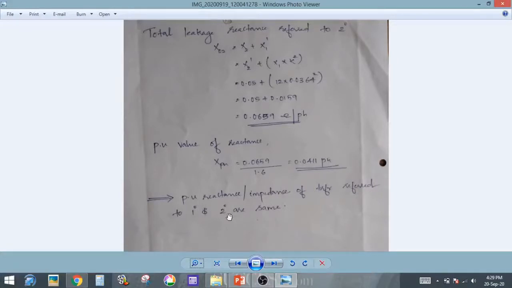In the previous case also we got the same value, 0.0411 per unit, and by doing this example we can show that the per unit reactance or impedance of the transformer referred to both sides, either primary or secondary, is the same.